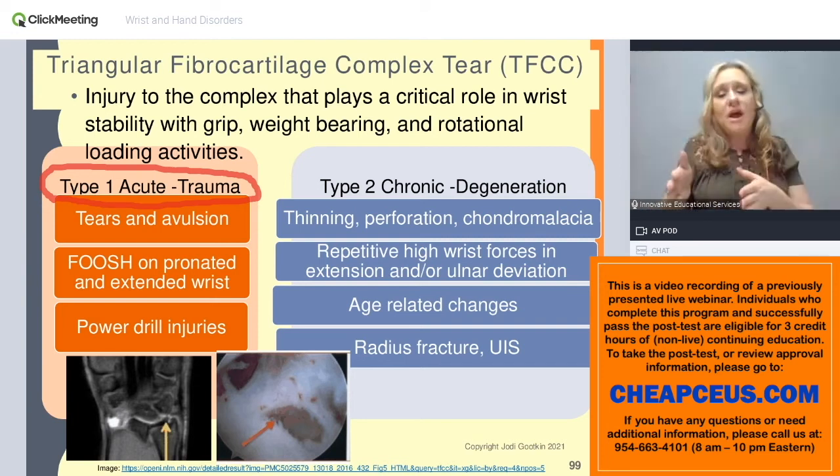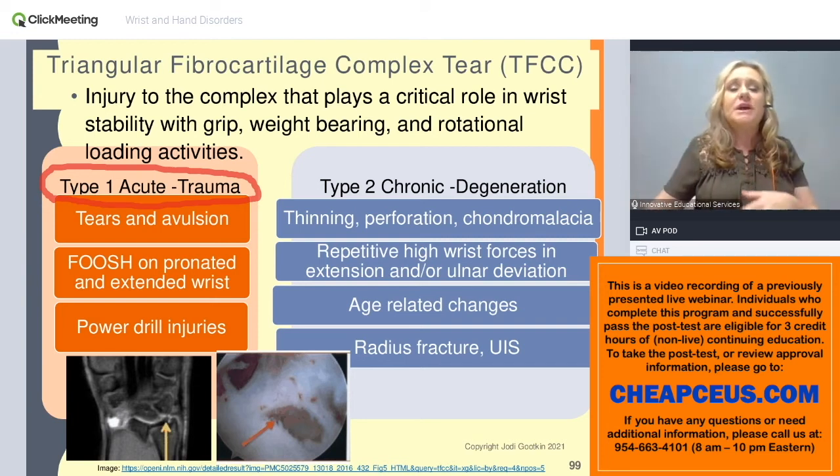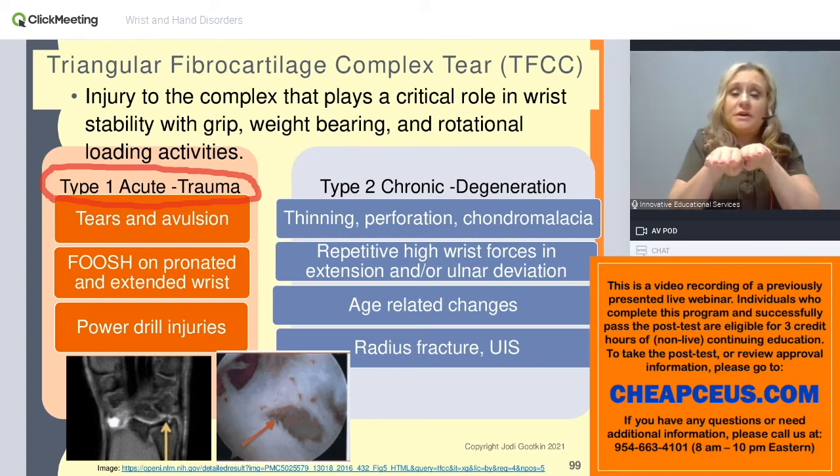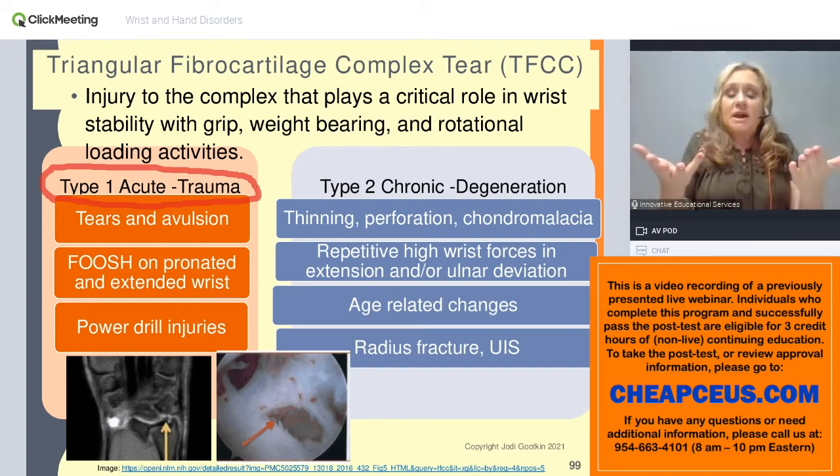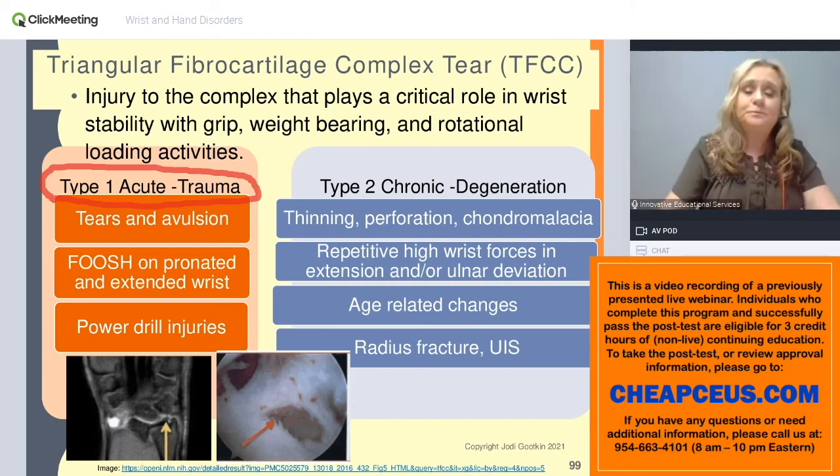The chronic degeneration is the more chondromalacia type that we discussed with ulnar impaction syndrome. Someone that has a pathology that has led to a change in their bony architecture, where that ulna is longer, will develop type 2 deterioration of this particular complex.